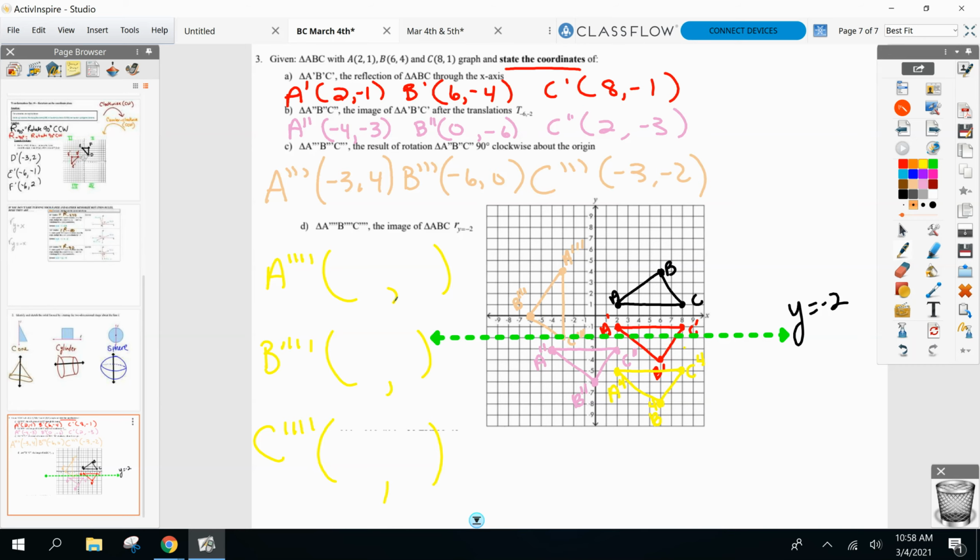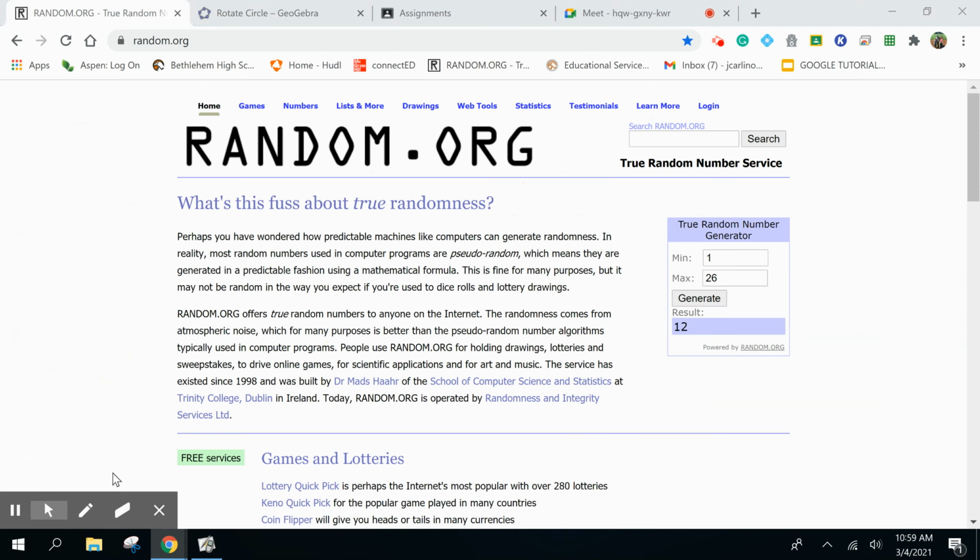And I know some of you are like, what's the big deal? Well, you don't have numbers on your graph usually, like I gave you here. So make sure you count from the origin when you're reflecting over a horizontal and vertical line. Don't start counting from the actual vertical or horizontal line. All right, A quadruple prime, what do you got?